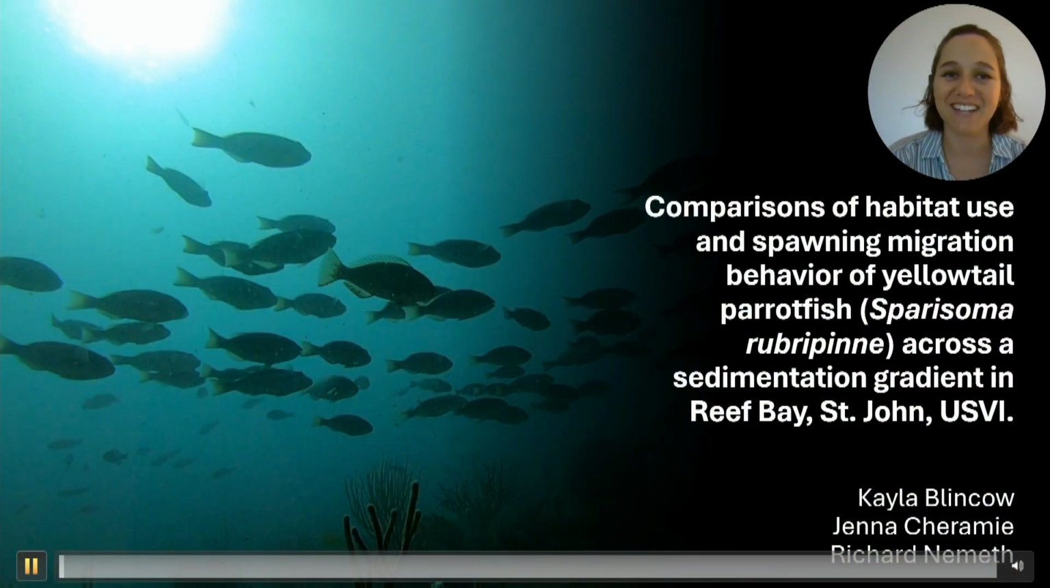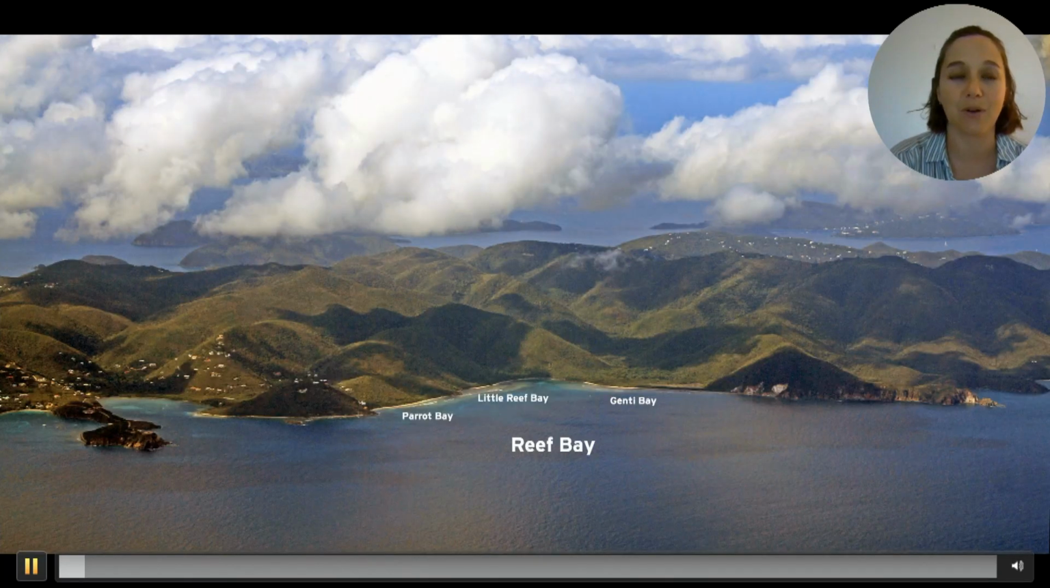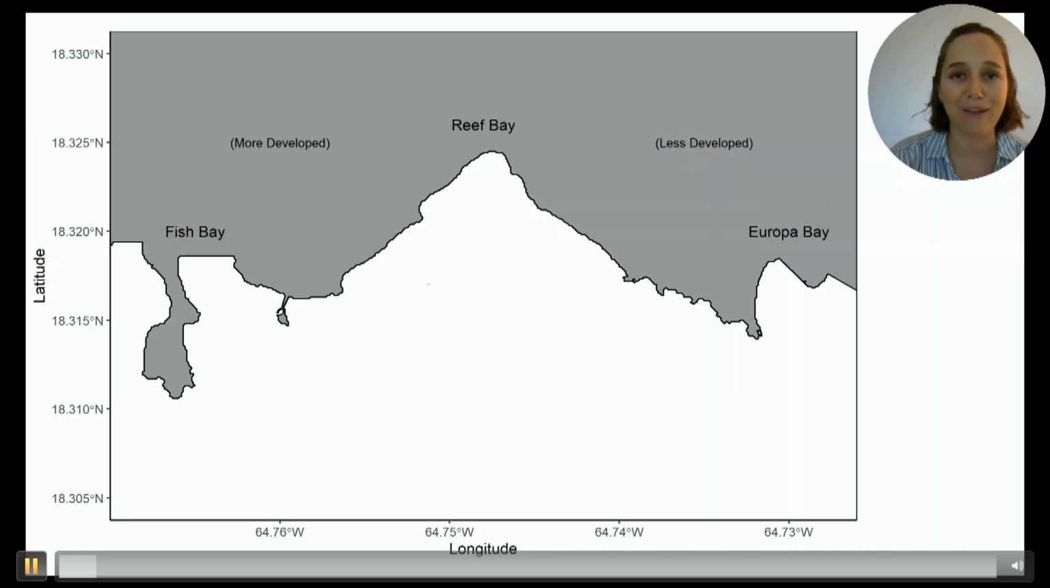Good day. Today we'll be sharing some of the research that we've been doing on yellowtail parrotfish in the U.S. Virgin Islands. All of this work is part of a larger Virgin Islands EPSCoR and NSF grant titled Ridge to Reef. Since 2020, we've been monitoring yellowtail parrotfish populations in Reef Bay on St. John. This is a picture of beautiful Reef Bay.